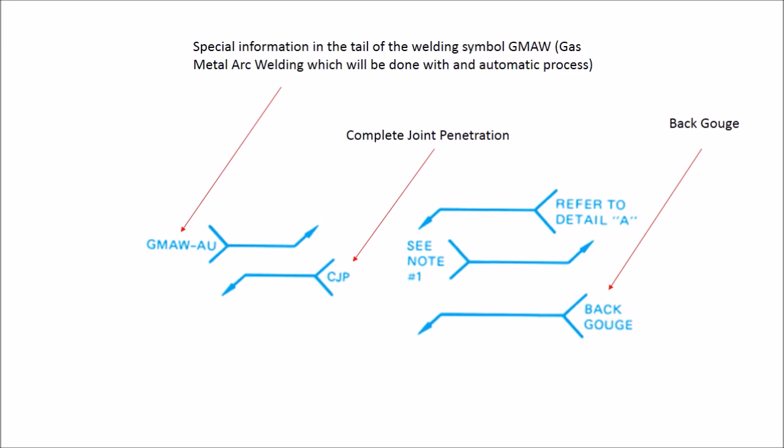Reference is made to the detail or section drawing by a note or notes added to the reference line of the welding joint with an arrow side, other side, or both side significance.